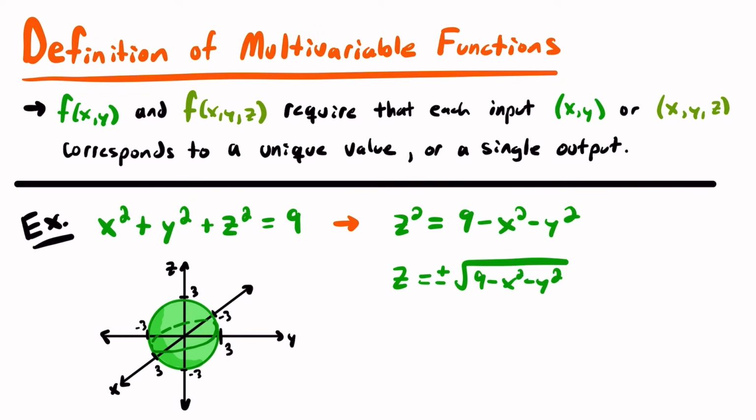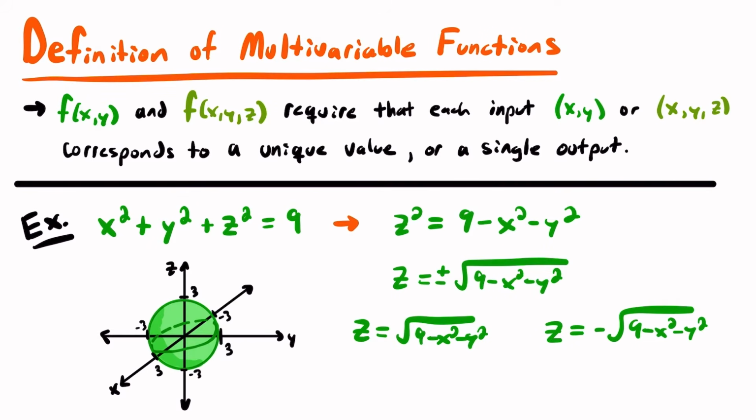Okay, we would split that up into two functions. You would have z equals the square root of 9 minus x squared minus y squared, and z equals the negative square root of 9 minus x squared minus y squared. Okay, you'd get these two different functions that together would represent the entire sphere. This equation, the positive one, would represent the top half of the sphere, or the part of the sphere above the xy plane, and then this equation where you have the negative in front of the square root, that would represent the bottom half of the sphere, or the part of the sphere below the xy plane.